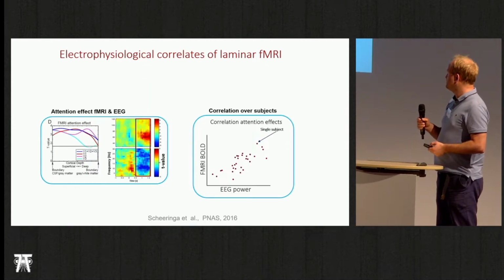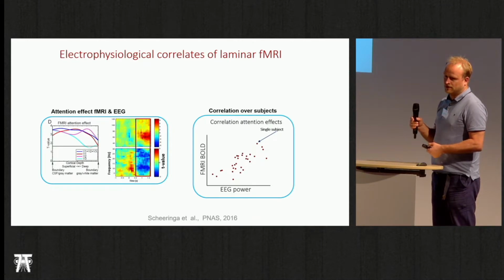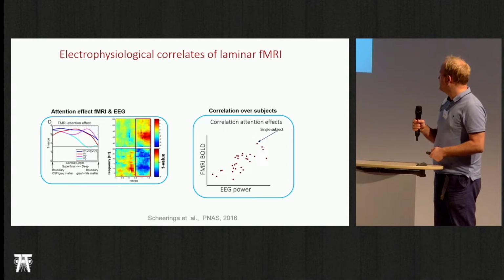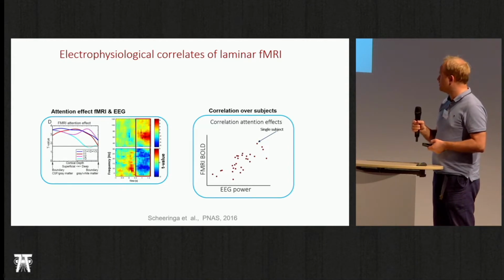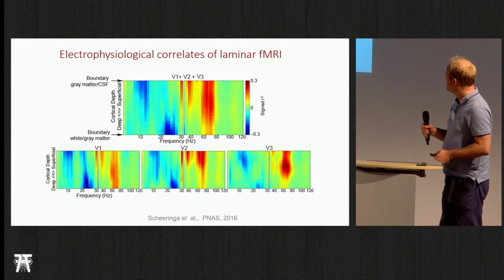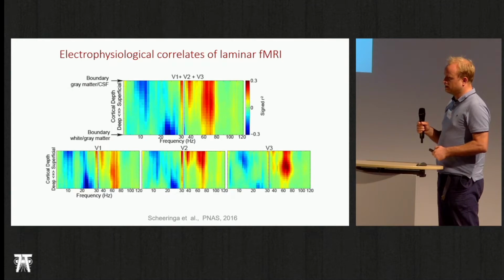Another thing you can do is quantify per subject the attention effects in both fMRI and also in the last second of the EEG here. And if you do that, you can correlate these attention effects over subjects. And in this case, we have 30 subjects. And you can see how the attention effects in the two modalities correlate with each other. And this will give you a similar plot as I've shown you just before. So again, now this is the correlation of the attention effects.